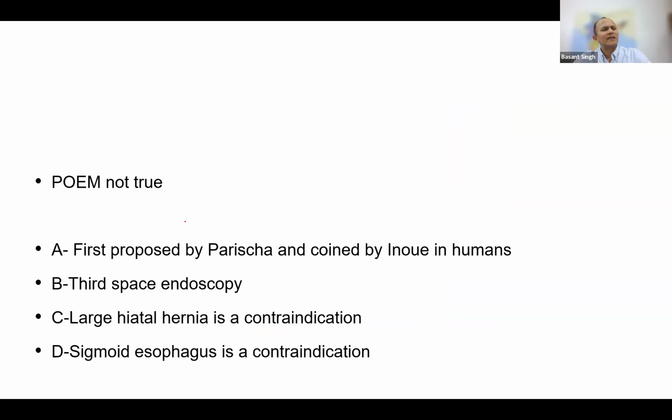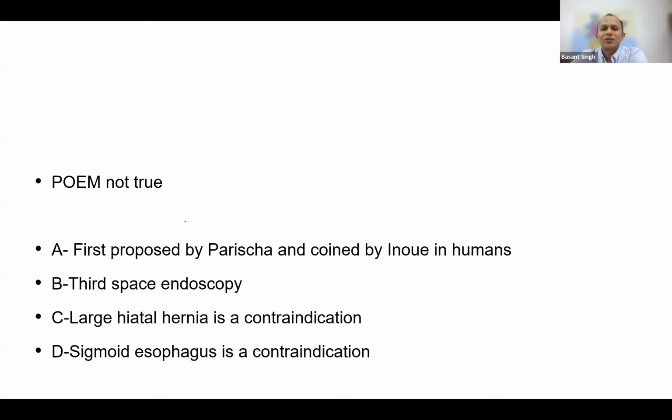Mostly we finish it around 8:30, 8:15. So for POEM, we have to know the surgeons who proposed it. It was first proposed by Pasricha, and it was coined by Inoue. So Inoue is the pioneer of POEM. It's third space endoscopy because we are going into the submucosal space, the third space.